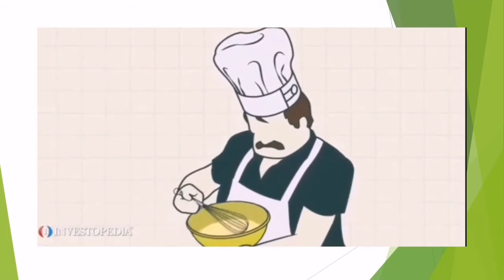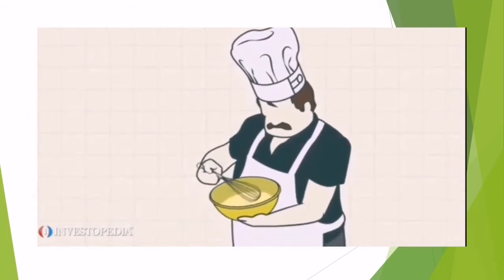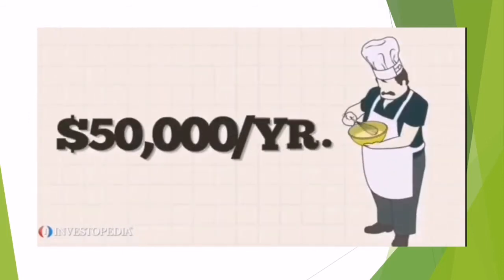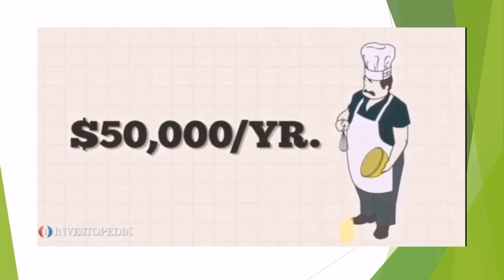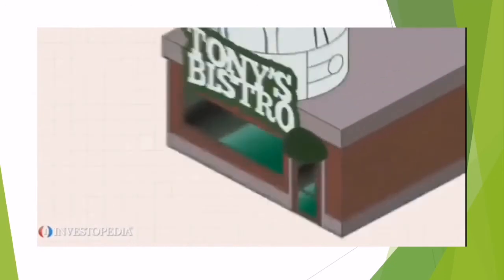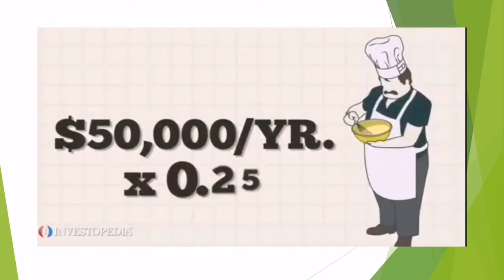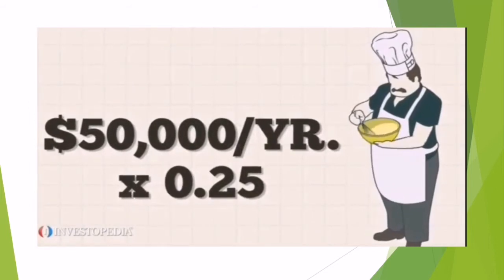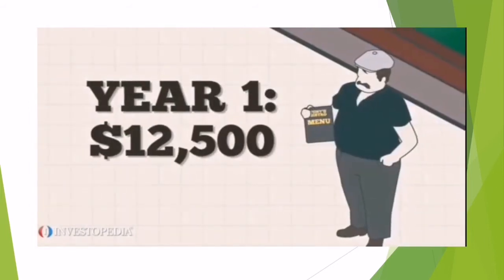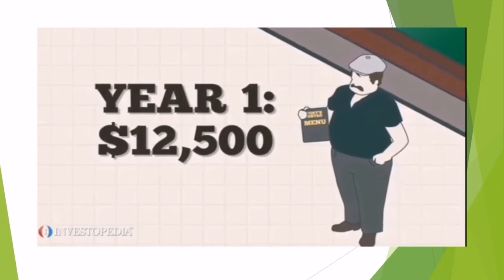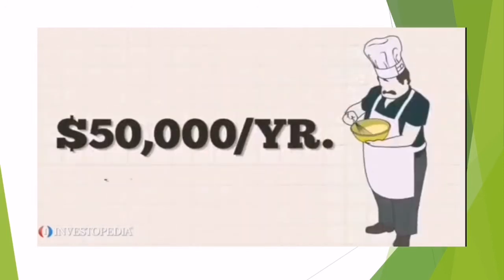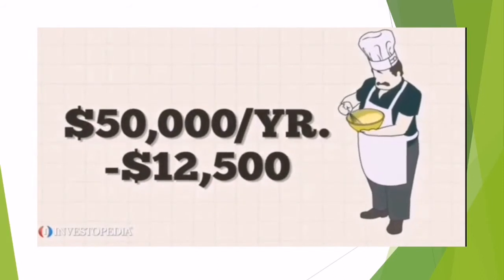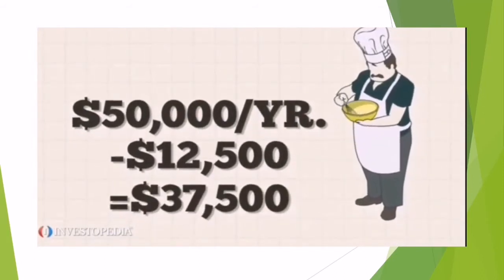Tony is a sous chef at one of the best restaurants in the city. He earns a respectable salary of $50,000 a year. It's a good job, but he thinks he can do better. So he decides to start his own restaurant called Tony's Bistro. In the first year, he earns only 25% of what he made as a sous chef, or $12,500. The opportunity cost of starting his own business is the other 75% of the income that he would have made if he had stayed at his old job, or $37,500.